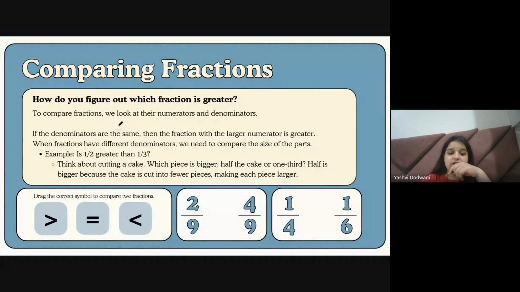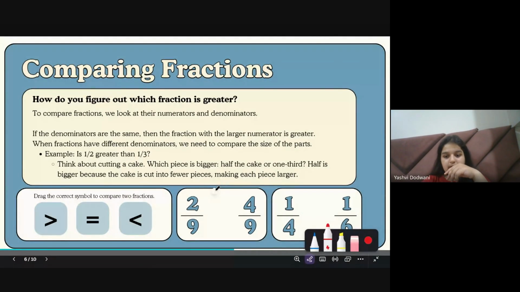To compare fractions, we look at their numerators and denominators. Till now, I hope everyone is clear with what is numerator and what is denominator. If the denominators are the same, then the fraction with the larger numerator is greater. What this line says is that in this example, the denominators are the same, that is 9 over here as well as 9 over here. The difference is just their numerators.